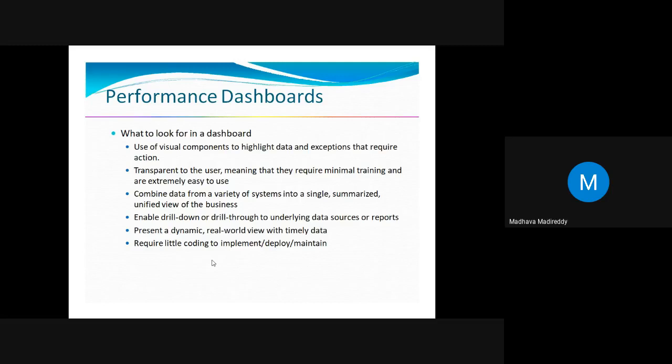So for example, if your dashboard tells you that the sales have increased in a particular geographical region, now you can drill into that and ask, what are those sales? Are those sales of furniture, or the sales of IT supplies? So that is drilling down. Then the dashboard should be able to present a dynamic real-time view with timely data. It should require little coding, and we don't want to do a lot of coding to be able to build a dashboard.